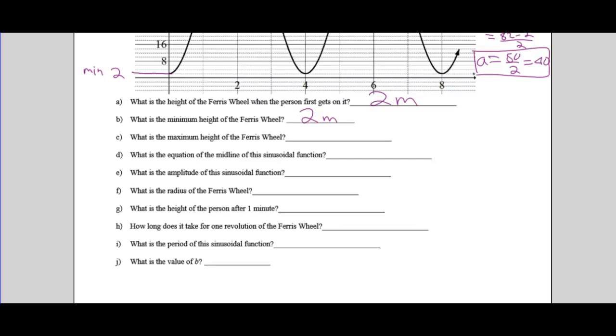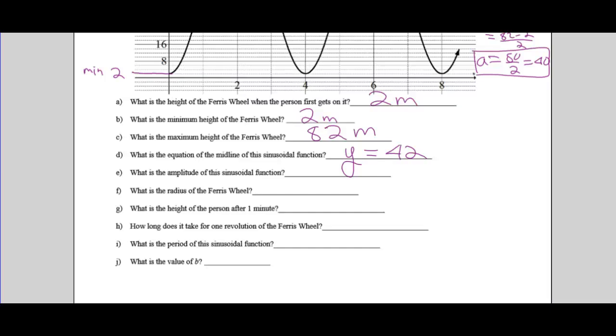What is the maximum height of the Ferris wheel? We did this, right? Was it 82? Yeah, 82 meters. What's the equation of the midline? We did that, right? y equals, was it 42? Okay, don't throw an M on there, right? If we are talking about the y-axis, then we're measuring in meters. It's 82 meters high. You get on at a height of 2 meters. The middle is at a height of 42, well, we haven't really got there.